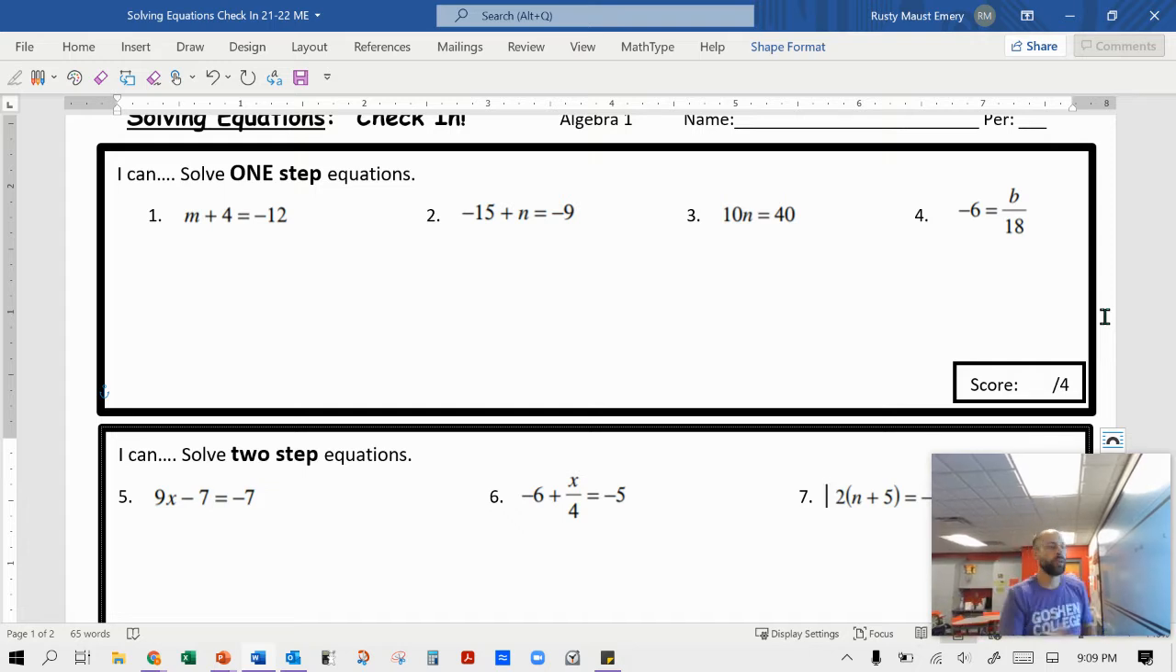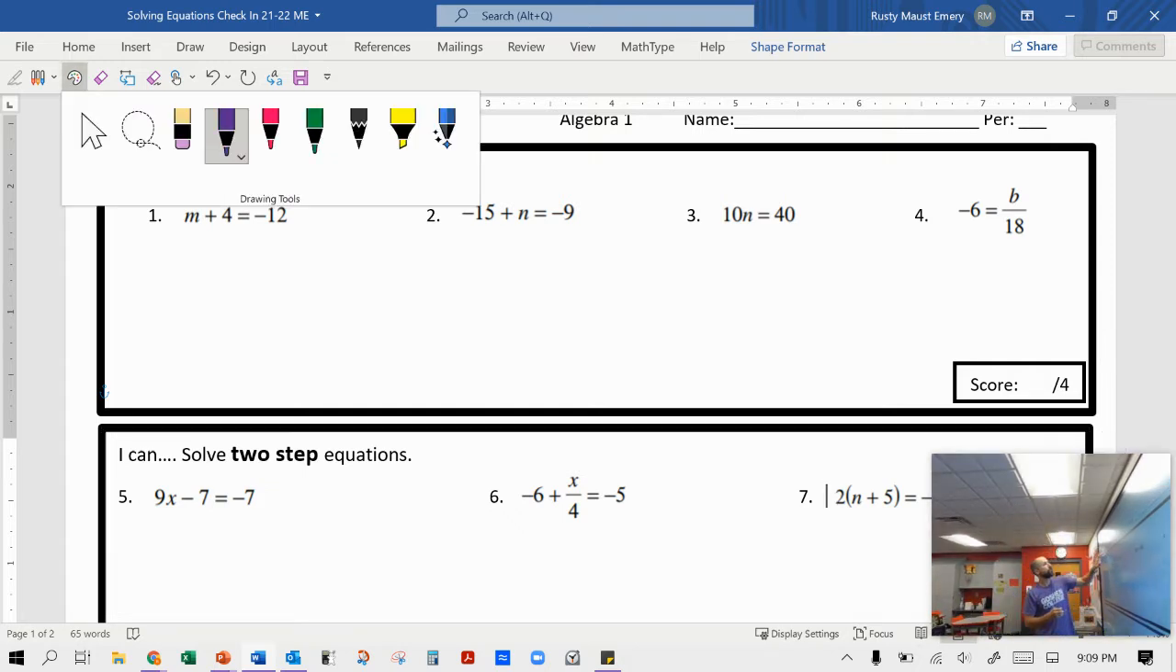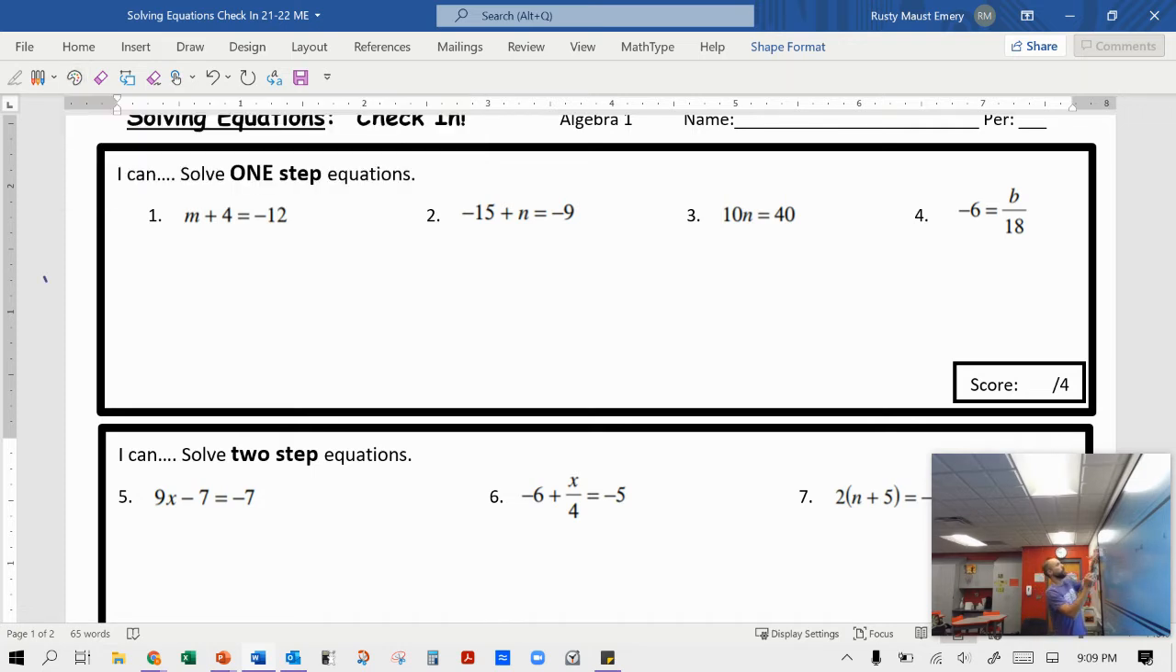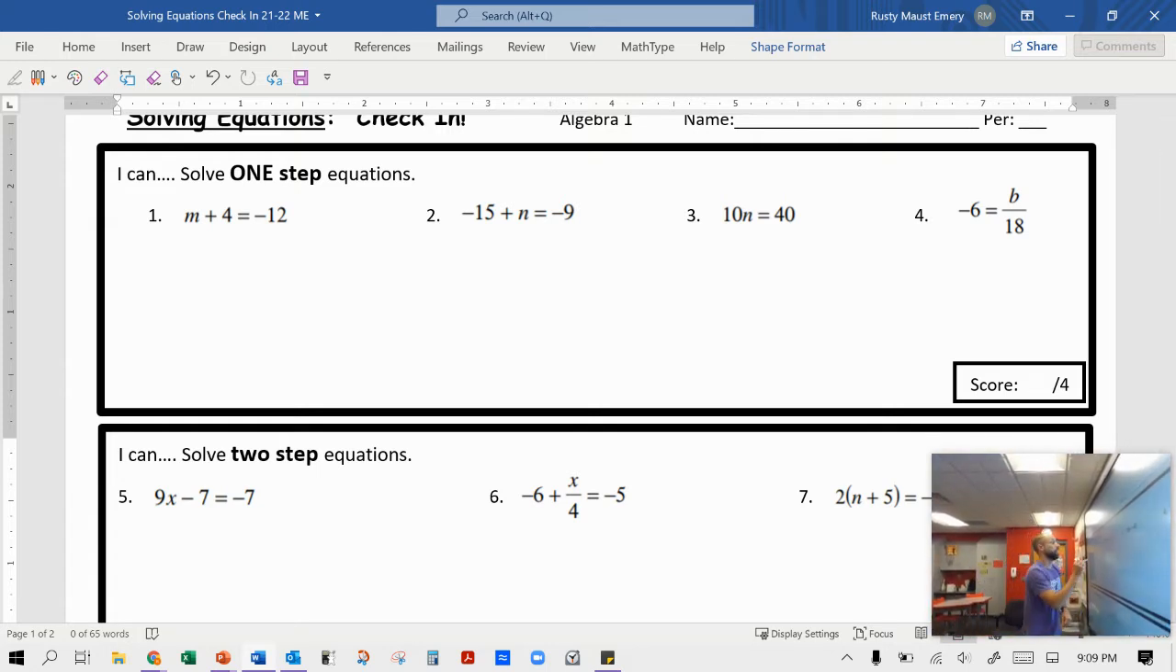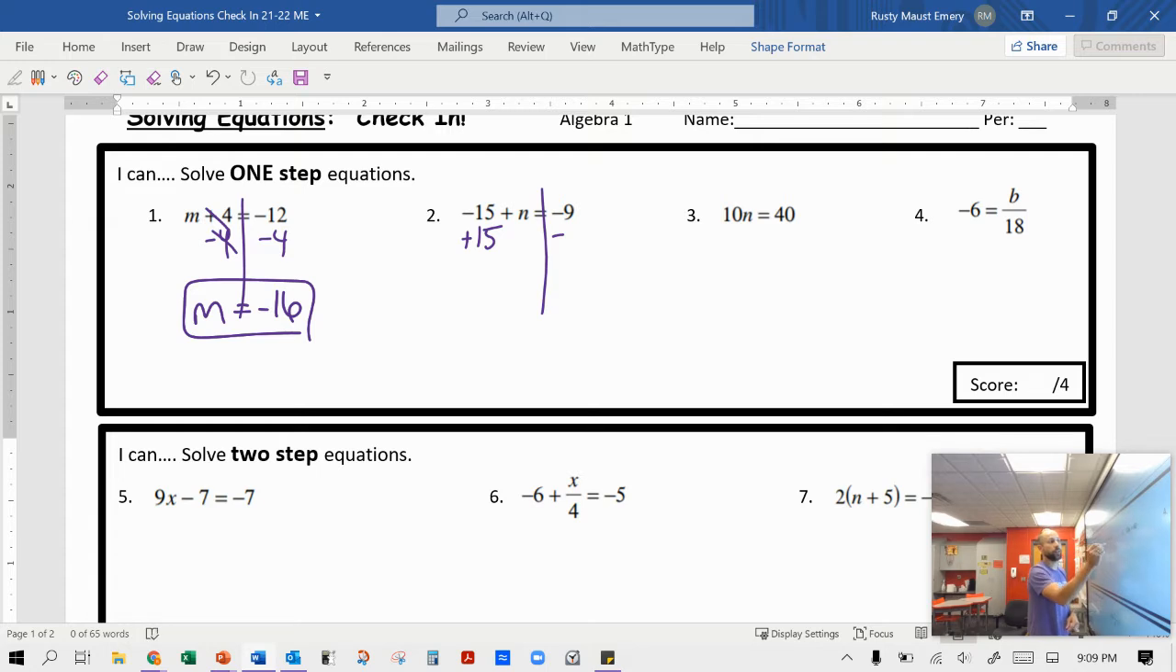Okay, so 1 through 4, real quick. These are all one-step equations. So these would be your basics, right? So making sure you can do the basics of subtracting to cancel out addition. Get m equals -16. Adding to cancel out subtraction or negatives. Right? So adding 15 to both sides, we get n equals +6.